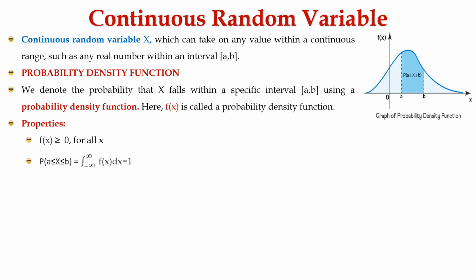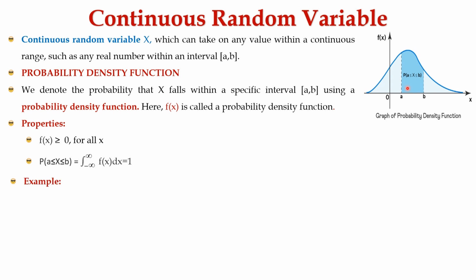This graph shows the probability density function, PDF, where f of x represents the density at each point, and the shaded area between A and B, that is, P of A less than or equal to x less than or equal to B, represents the probability that the random variable x lies within the interval.